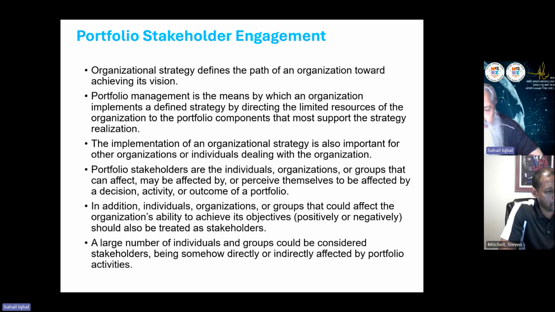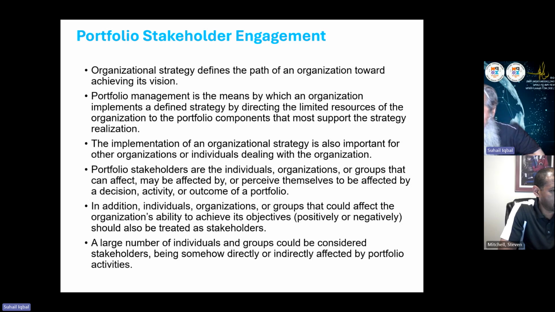It's a big definition and all-encompassing. It says stakeholders are people, organizations, groups, right? So anyone and everyone. And what are the categories? Those who can affect, those who can be affected by, and those who can perceive they are affected. And ultimately, this is to be affected by some decision, activity, or outcome of portfolio.